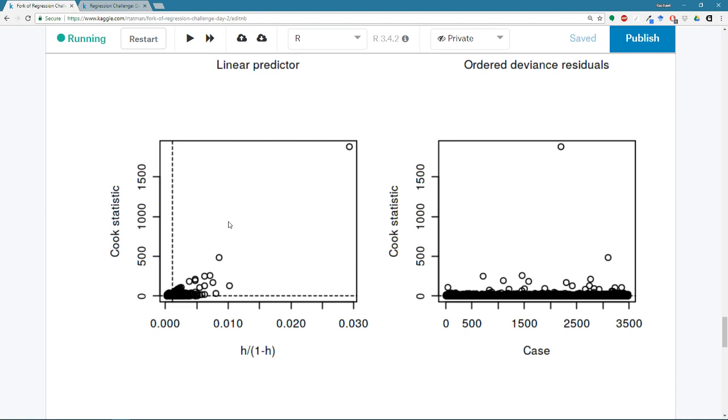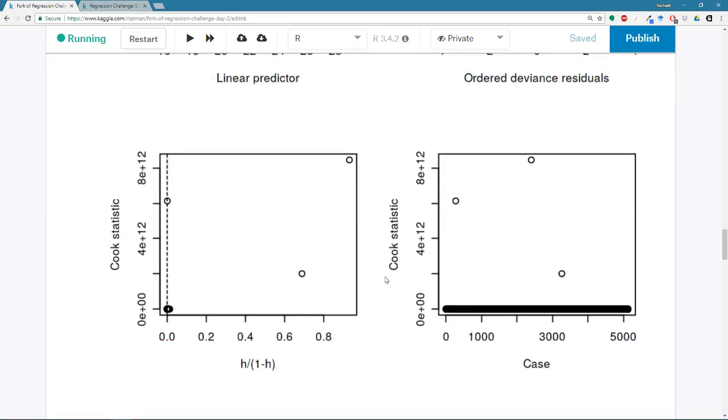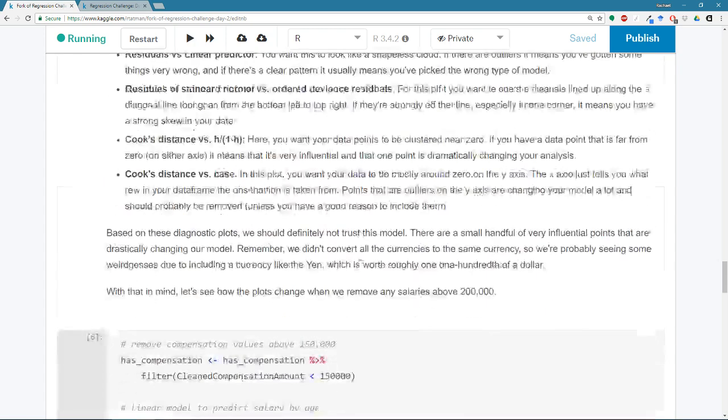When we look at the Cook statistics versus leverage, you can see we still do have one fairly influential point. But if we compare it, so this is 1500 and this is 0.03, it is about 1/3 as much leverage and orders of magnitude less influential. So it's still maybe something to be worried about, but not at all on the same degree as these guys.